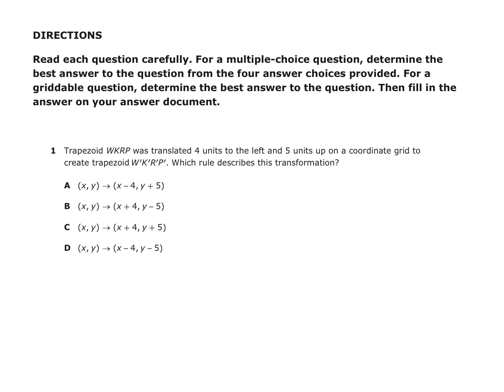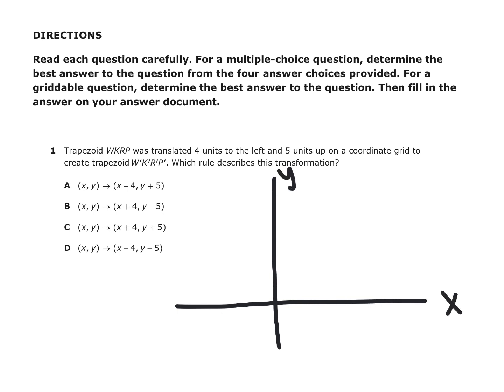So what we're going to do is we're going to draw the XY plane. If this is X and this is Y, let's say that we have a point here, and we're going to move this to the left 4 units. And then we're going to move 5 units up. So to the left would be minus 4. And going up would be plus 5.